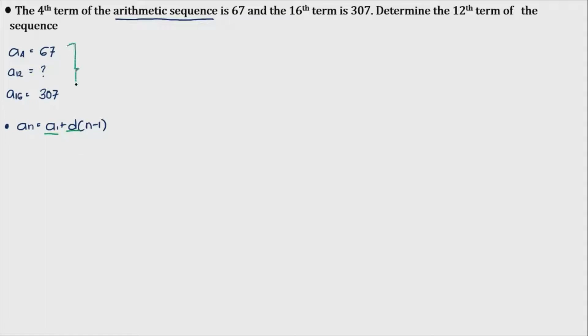I-adjust natin yung mga given. Ito ang kailangan nyong matutunan. Kailangan nyong alamin kung ilan yung terms in between 4th and 16th term. So, isusulat ko, terms between 4th and 16th. Simple lang yung formula niyan, 16 minus 4 plus 1. So, from 4th to 16th, meron tayong 13 terms.